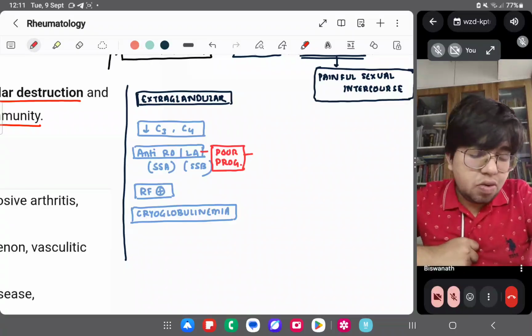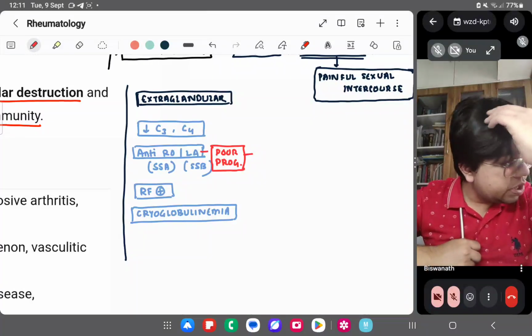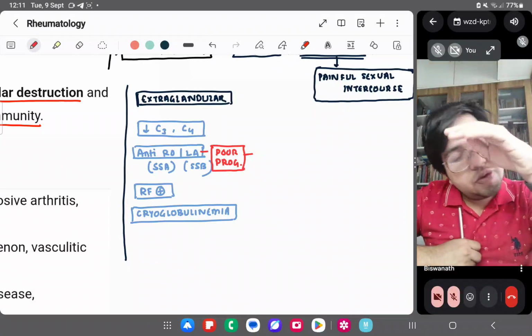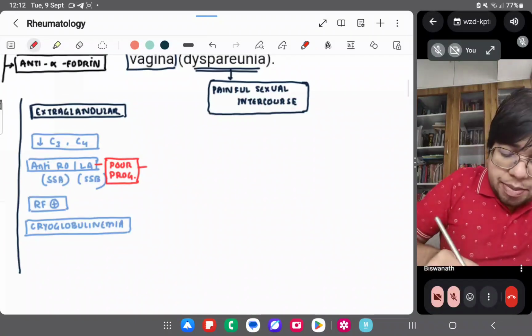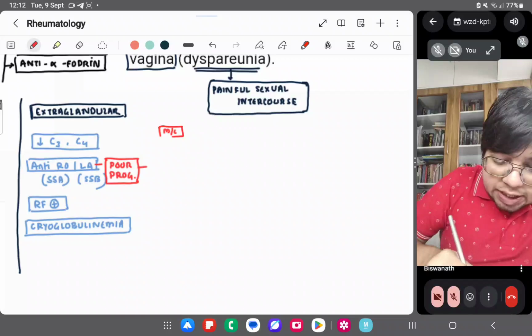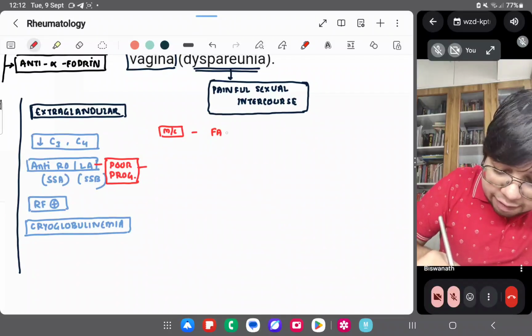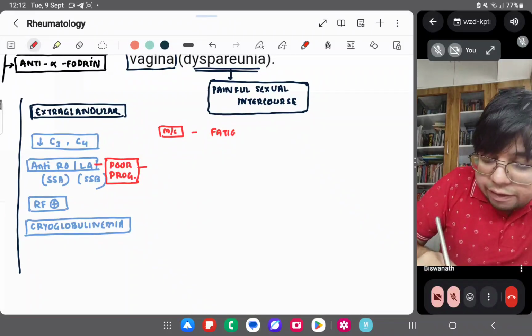In manifestations, I told you all the sicca symptoms, you know. Okay, but a patient comes to you, some sicca symptoms are there. Okay, the most common manifestation, if they ask you, is always fatigue. It is a very, very non-specific one. Fatigue.